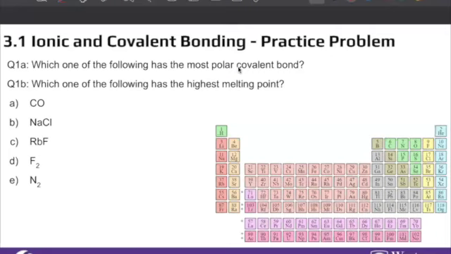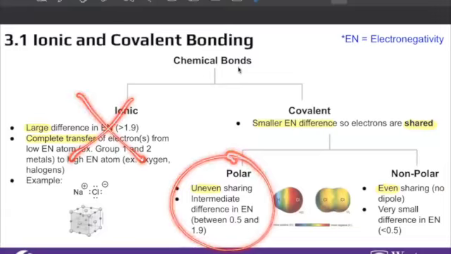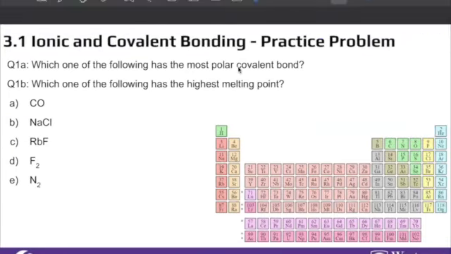Okay, so now moving on to a practice problem. Part A says, which one of the following has the most polar covalent bond? So looking back here, we want polar covalent bonds. So the two categories that we're trying to eliminate are ionic bonds and nonpolar covalent bonds. And so immediately I can eliminate B and C. That's because I can see that they're ionic.